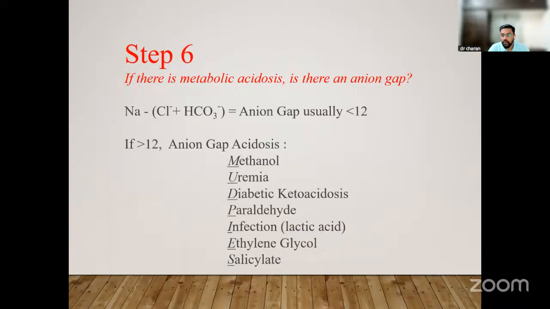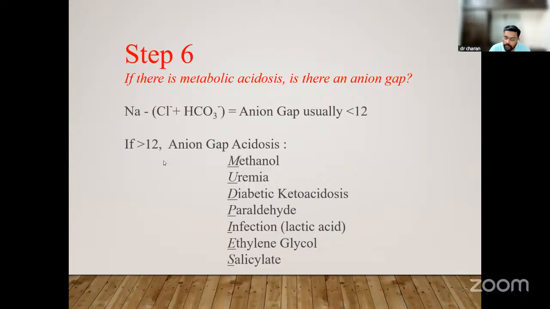Next step is only for metabolic acidosis. If it is metabolic acidosis, as we all know, bicarb is going to be less and pH is going to be less, so you calculate your anion gap. Anion gap is nothing but sodium minus chloride plus bicarb. Usual anion gap is around 12 to 14. If it is less than 12, it is normal. If it is more than 12, it is a high anion gap.